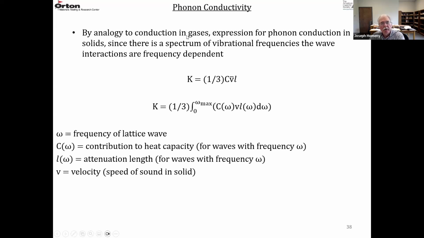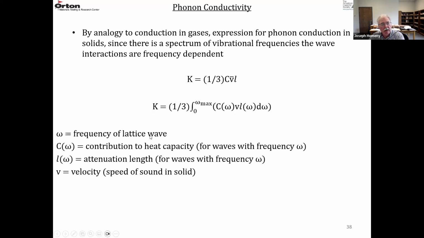So that's for gases, but by analogy, we can write an expression for phonon conduction in solids. In the solid, atoms aren't vibrating at one frequency. There's a range of frequencies. So there's a spectrum of vibrational frequencies. So the lattice waves have a spectrum of vibration. So K equals 1/3 CVL for a gas. For a solid, K equals 1/3, and we have to integrate from 0 to omega maximum.